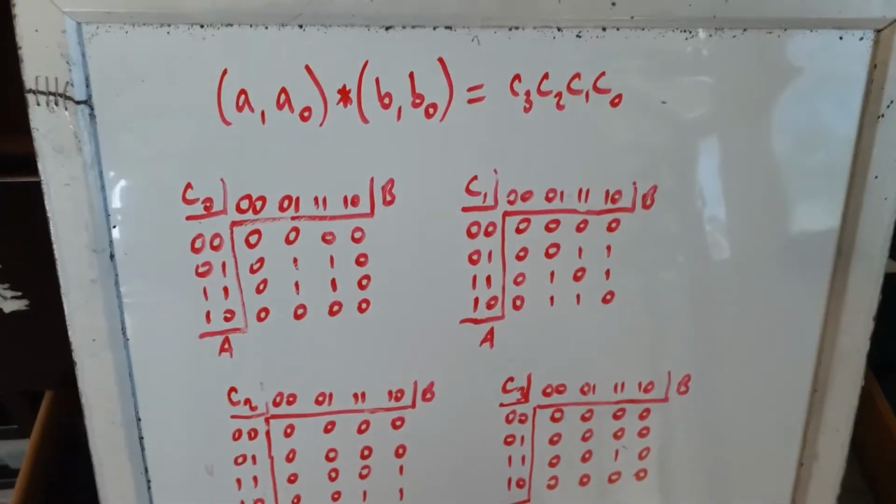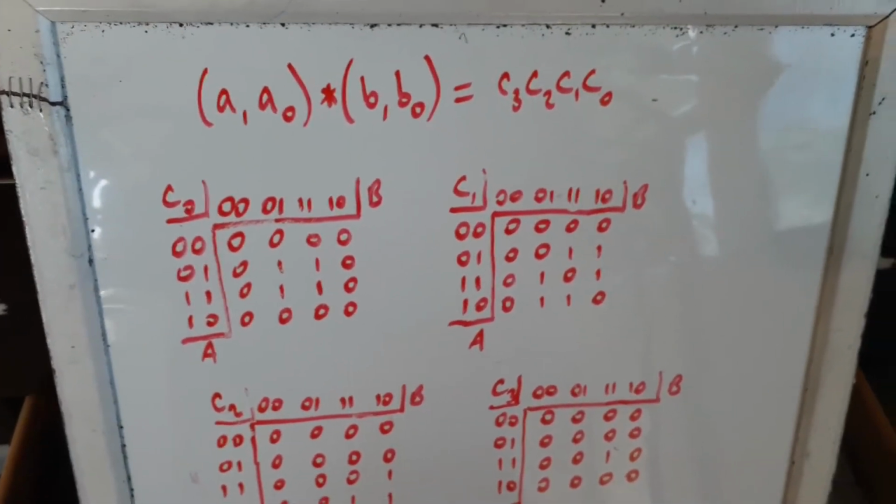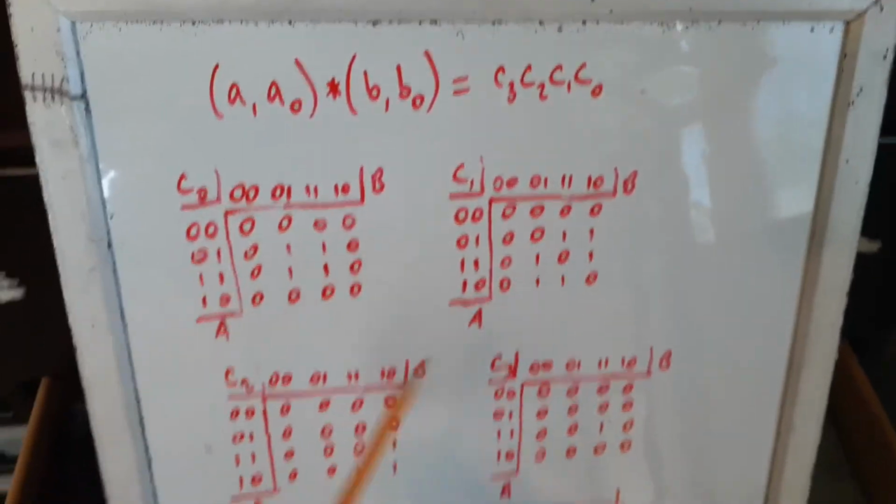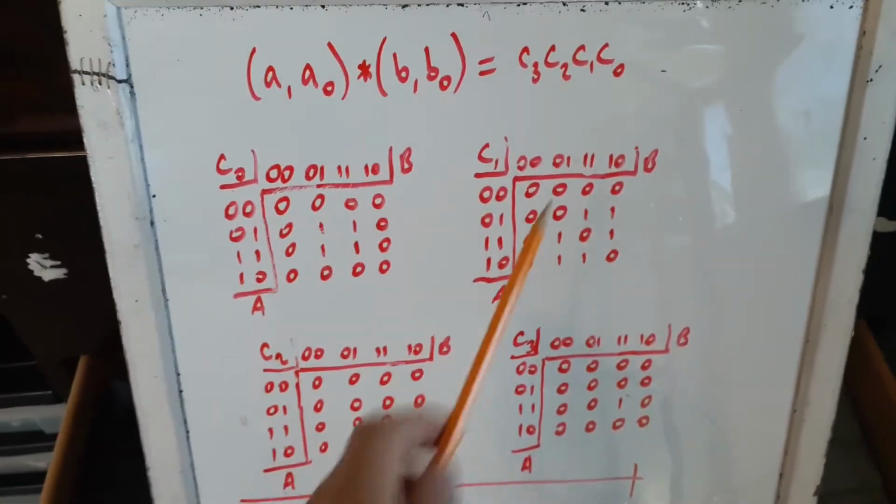Since the output is going to have 4 bits, we're going to need 4 Karnaugh maps to help us analyze the circuit so that we can then implement it. And if you know your multiplication tables in binary, it's not hard to figure out what each of these K-maps should be, one for each bit.